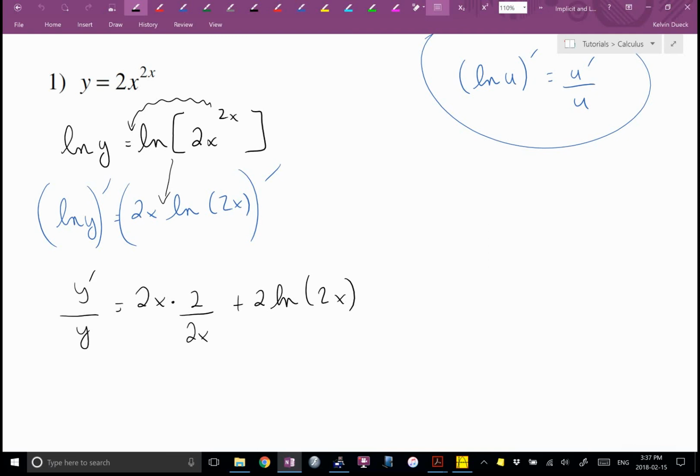I can do some nice canceling here. This one in particular was quite pretty. Is there an x on the top? Is there an x on the bottom? Is there a 2 on the top? Is there a 2 on the bottom? So I get this. Y prime over y equals 2 plus 2 ln 2x.